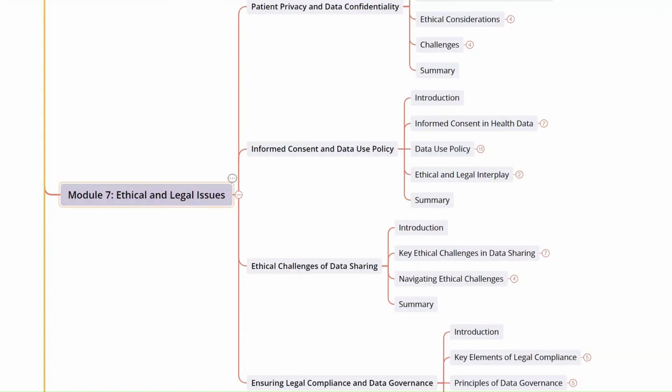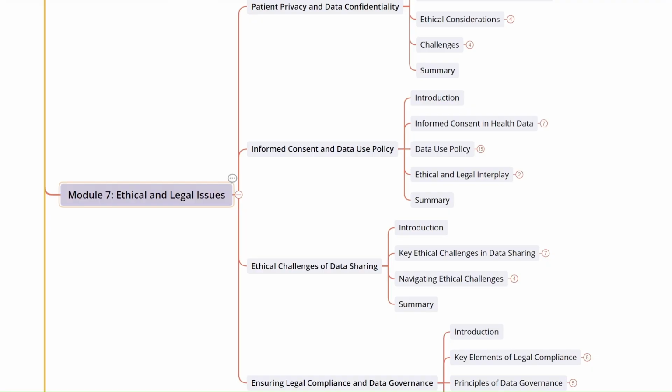Next, Module 7, Ethical and Legal Issues. As healthcare systems worldwide undergo a rapid digital transformation, understanding the ethical and legal frameworks surrounding health data becomes increasingly important. This course aims to provide students, clinicians, technologists, policymakers, and administrators with foundational knowledge on how to ethically and legally manage health information, ensuring that technological advancements serve the best interests of patients and society at large.